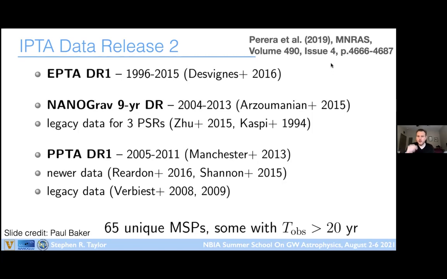So in the chat, Rahul asks, I might have missed it, but does the Hellings and Downs value vary with the type of gravitational wave signal? Yes, it can vary, but the gravitational wave signal that I'm focused on here is a stochastic background. So that Hellings and Downs curve is specific.